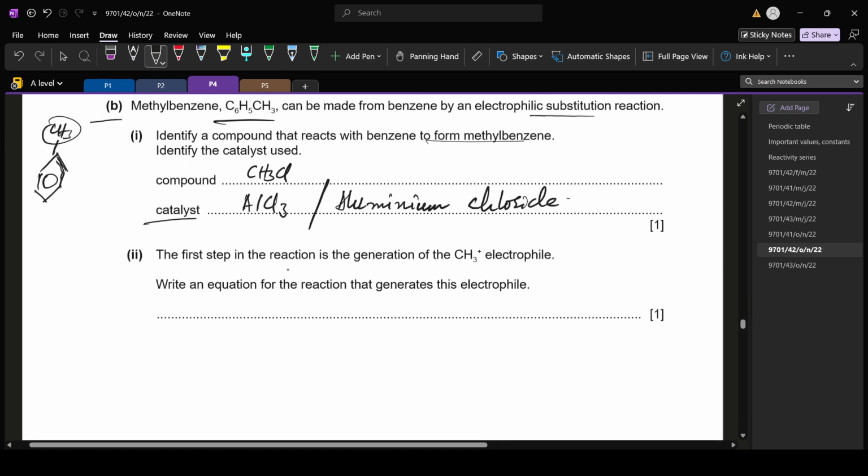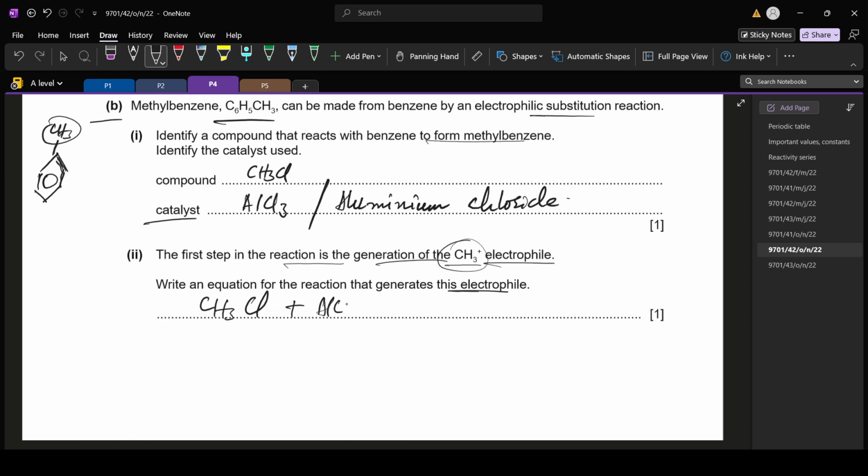Now the first step in this reaction is the generation of this electrophile, CH3 plus electrophile. Write an equation for the reaction that generates this electrophile. So firstly, this chloromethane reacts with AlCl3 to form this electrophile, CH3 plus, and AlCl4 minus. Okay, so this is your first equation.